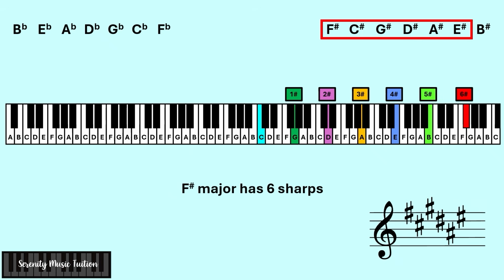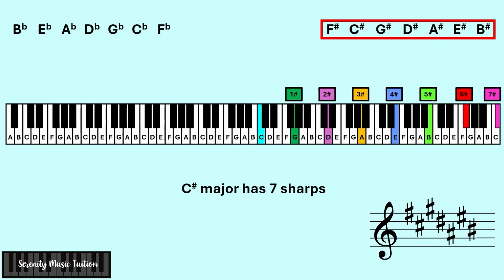And finally we move right by an extra perfect fifth to reach C sharp major, which has 7 sharps: F sharp, C sharp, G sharp, D sharp, A sharp and E sharp from F sharp major, and now with another extra sharp, which is B sharp. Here is a demonstration of this on the piano.